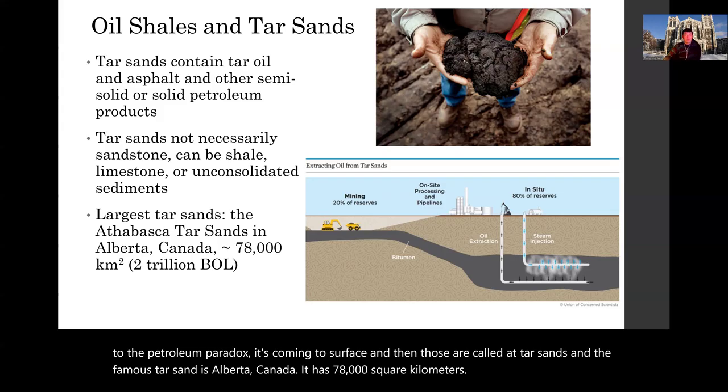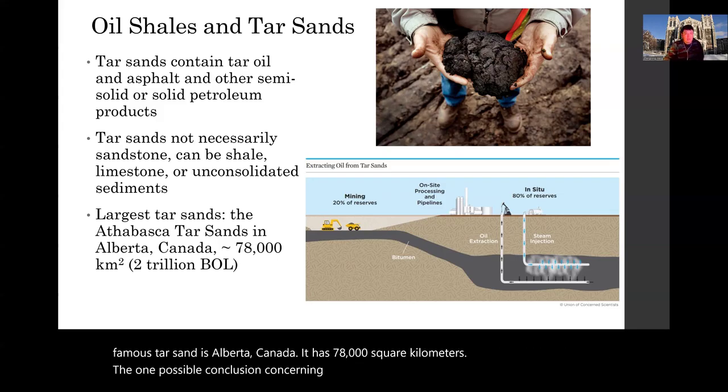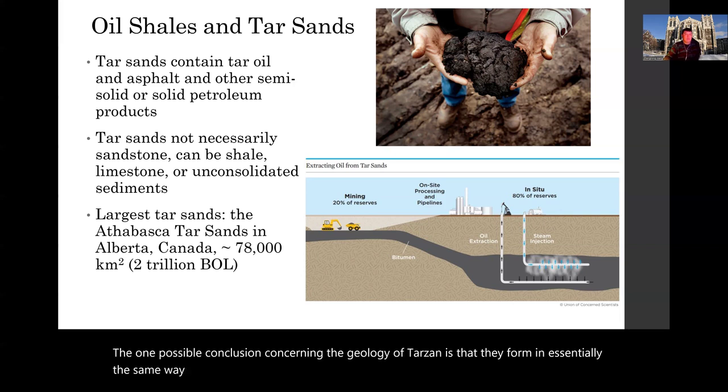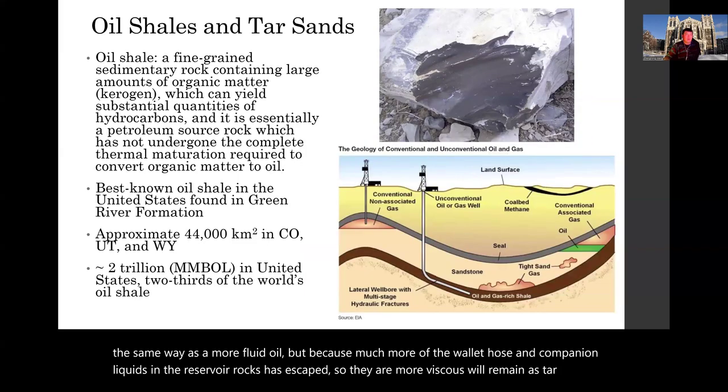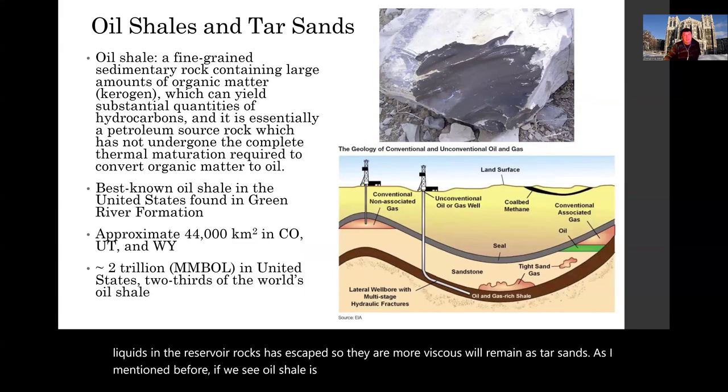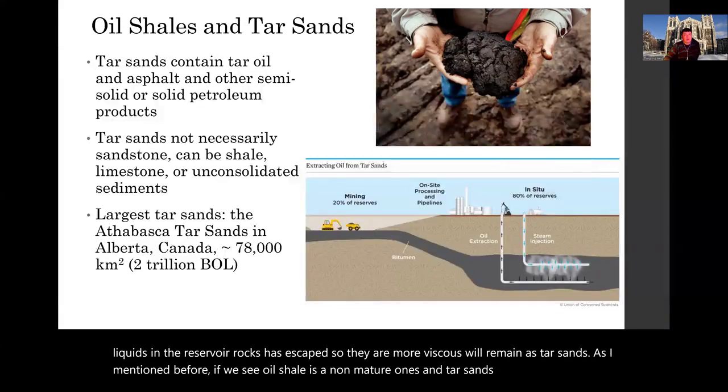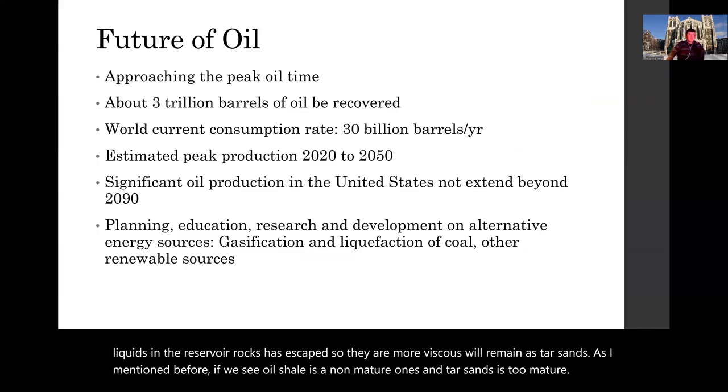One possible conclusion concerning the geology of tar sand is that they form essentially the same way as a more fluid oil, but because much more of the volatiles and companion liquids in the reservoir rocks has escaped, they are more viscous and remain as tar sands. As I mentioned before, oil shale is the non-mature one, and tar sands are too mature.